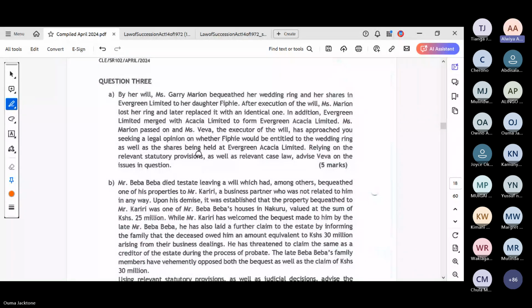Hello. When we were doing this question with Miss Ruto, she mentioned that when it comes to the ring, it would pass to the daughter because a ring is a personal and household effect, which is defined under Section 3.1 to include articles of adornment and ornaments. And so the ring would pass, and we wouldn't have to talk about the principle of redemption.